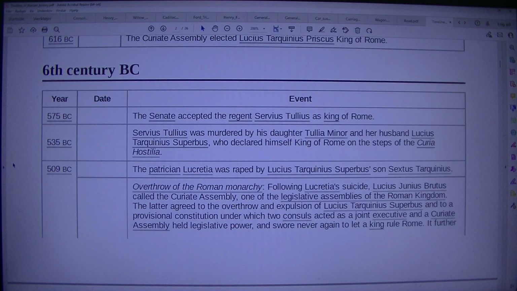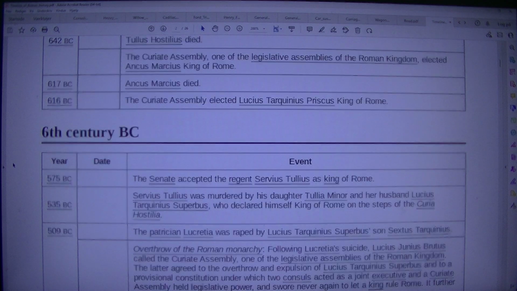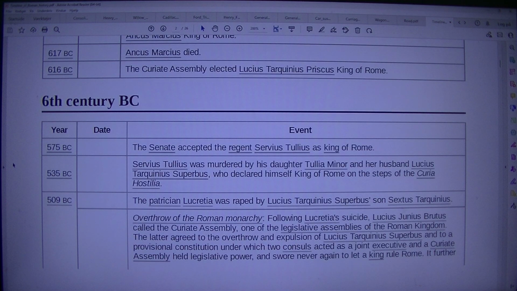6th century BC. 575 BC: the Senate accepted the regent Servius Tullius as king of Rome. 535 BC: Servius Tullius was murdered by his daughter Tullia Minor and her husband Lucius Tarquinius Superbus, who declared himself king of Rome on the steps of the Curia Hostilia. 509 BC: the patrician Lucretia was raped by Lucius Tarquinius Superbus' son Sextus Tarquinius.